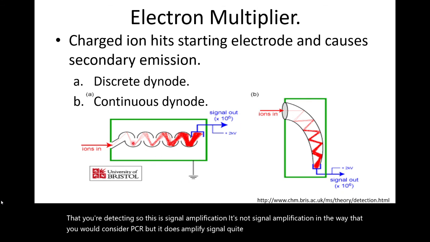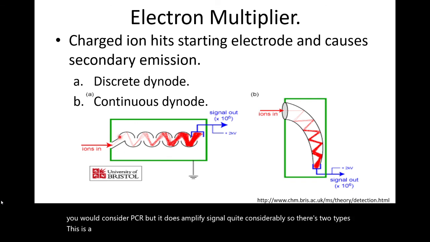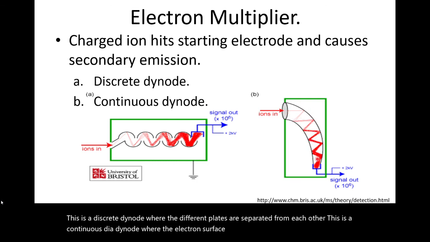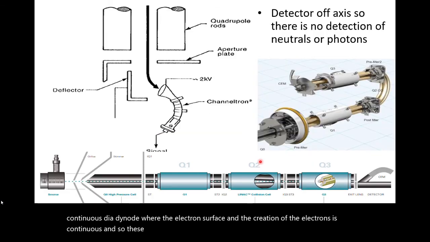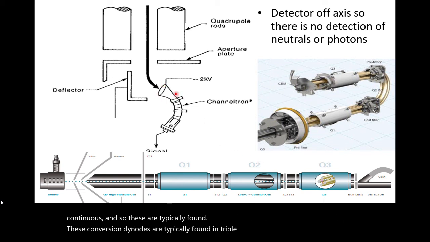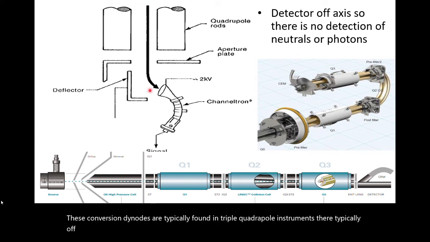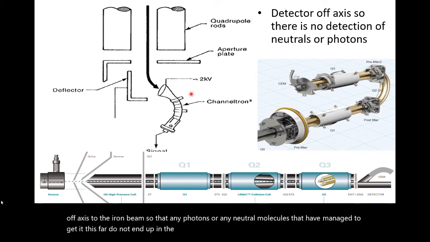So there's two types. This is a discrete diode, where the different plates are separated from each other. This is a continuous diode, where the electron surface and the creation of the electrons is continuous. These conversion diodes are typically found in triple quadrupole instruments. They're typically off axis to the ion beam, so that any photons or any neutral molecules that have managed to get this far do not end up in the detector, giving you the wrong answer.